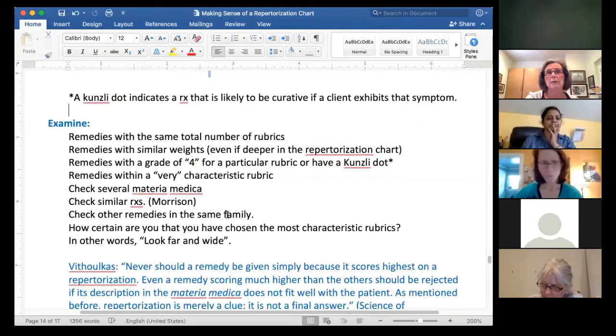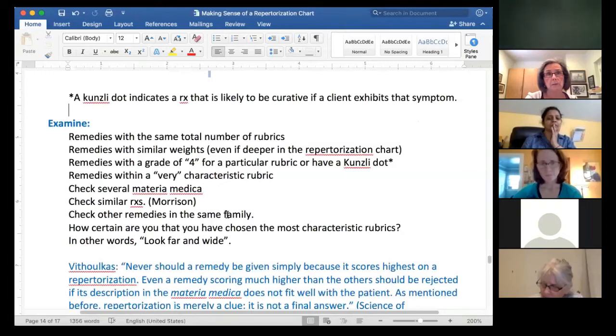You can check remedies within a family. Sometimes we've got a whole list of Calis, we've got a whole list of Carbs. There are families within the plants, there are families within the animals. So if one doesn't quite match, look at something that might be similar.